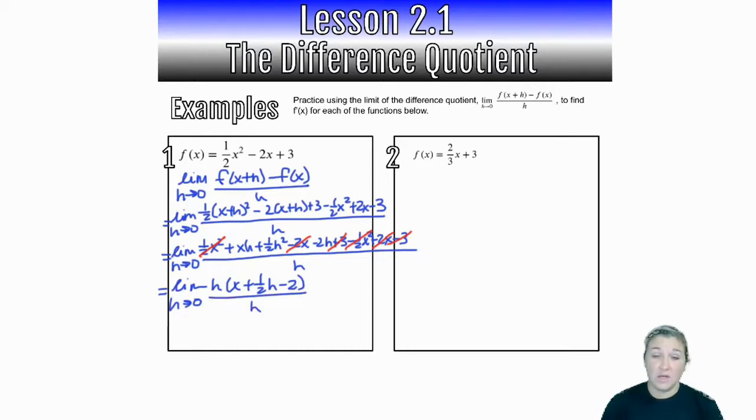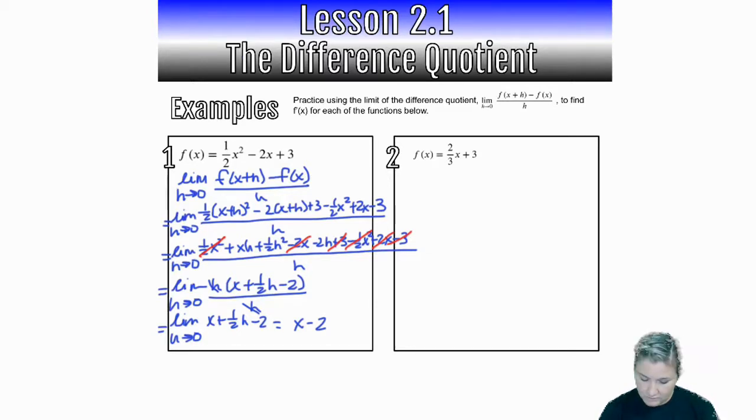So I went ahead and wrote it with h factored out here, and that way it's easier to see. So this is going to be the limit as h approaches 0 of x plus 1/2 h minus 2, which is actually the same thing as x minus 2 because h ends up being 0. That's the derivative there.